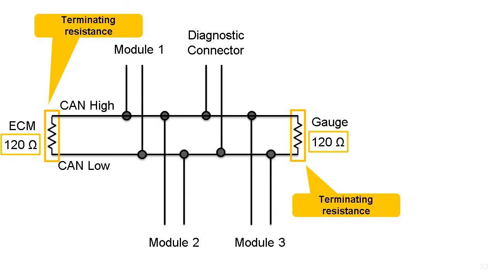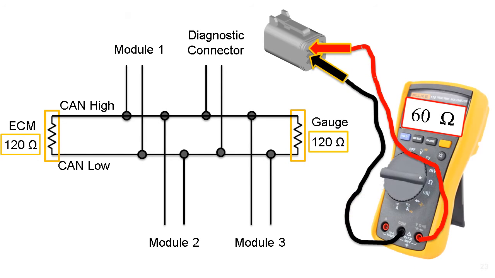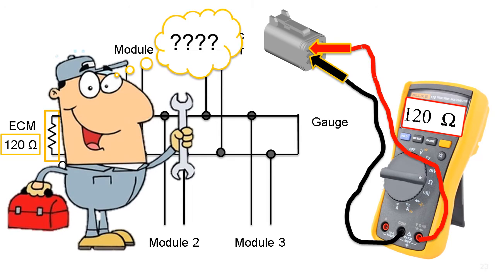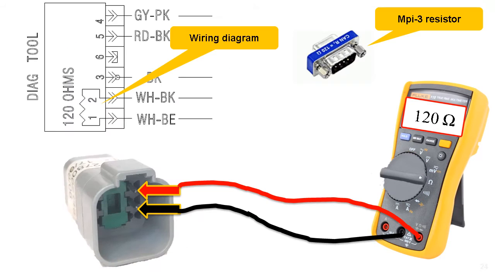BRP is standardizing its CAN networks to have the CAN terminating resistors in the ECM and the gauge. However, some units can have terminating resistances elsewhere. For example, some Ski-Doos have a terminating resistance in the diagnostic connector cap, while Roadsters have it in the VCM. If you do not measure approximately 60 ohms at the diagnostic connector, check the diagnostic connector cap for terminals. The cap must have terminals in positions 1 and 2 for it to have a resistance. But just because it has terminals doesn't mean it has a resistor.